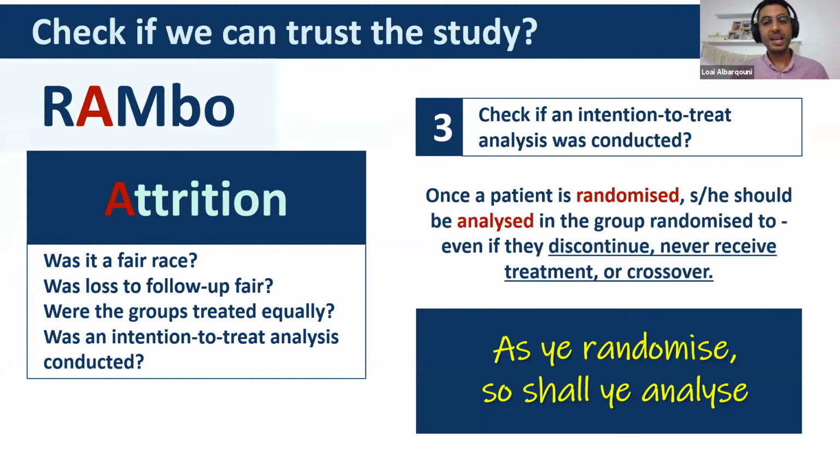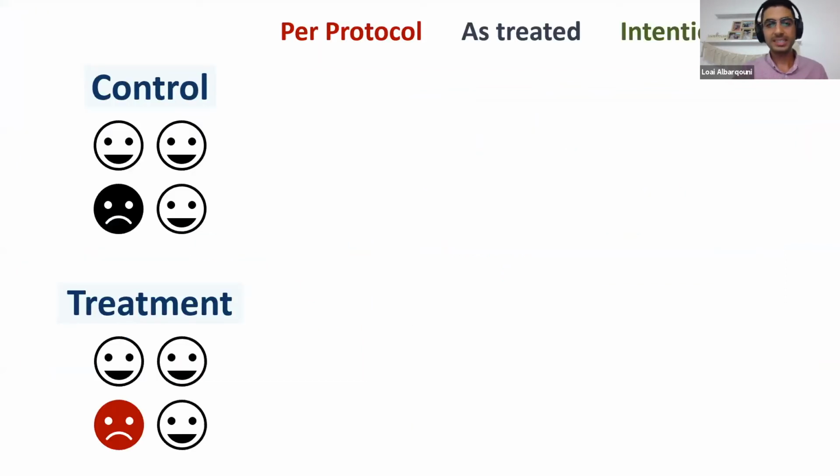And the last thing, in the analysis, something called intention to treat analysis. So any patient randomized to a group should be analyzed within that group, whether they have received the assigned intervention or not, whether they have discontinued, whether they have crossed over to the other treatment, they should be analyzed within that group. And that's very important. And let's demonstrate that in this exercise.